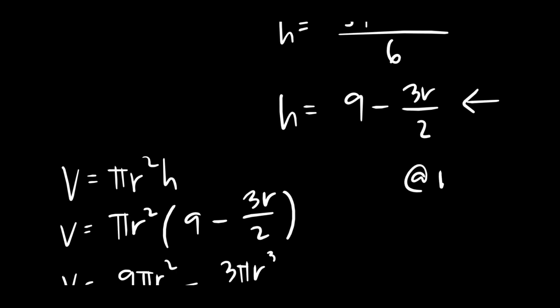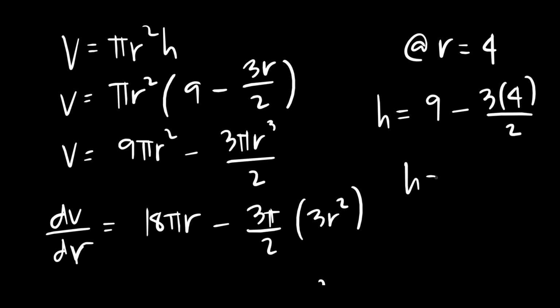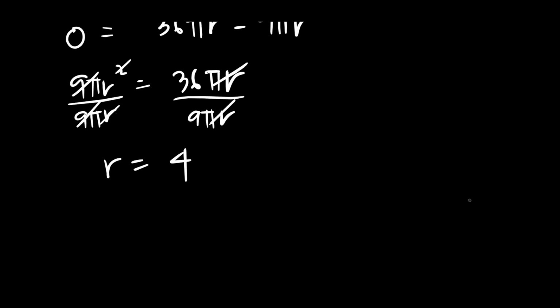So at r equals 4, we'll now find the value of height. So h equals (9 minus 3 multiplied by 4) over 2. So after this one, h equals 9 minus 3 times 2, since 4 divided by 2 is 2. So 3 times 2 is 6. So 9 minus 6 is just 3. So take note of this one: h equals 3 and r equals 4.